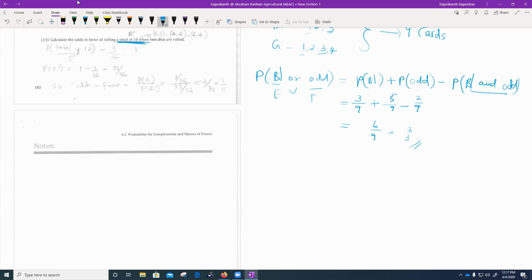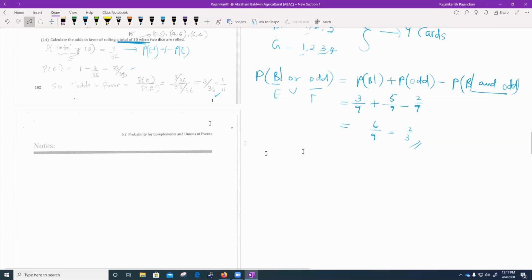If P(E) is 3 over 36, then how do you find P(E prime)? I use that formula: P(E prime) is given by 1 minus P(E). So P(E prime) is 1 minus 3 over 36. That is why I'm subtracting to find E prime. That is 33 over 36. Now the question is finding the odds in favor, so the fraction should be like this: first P(E) and then P(E prime). So I'm plugging in the values of P(E) and P(E prime). P(E) is 3 over 36 and P(E prime) is 33 over 36. Simplifying this fraction will give you 1 over 11.